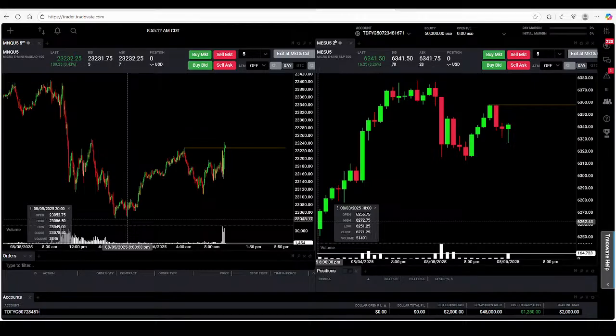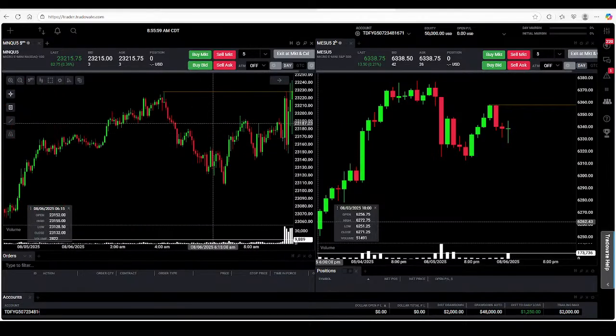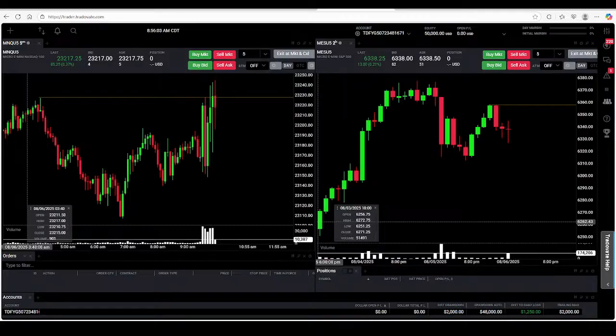The only thing we could be watching is SMT divergence, the fact that NQ is at pre-market high, and we'll see if it continues to push or if it looks like it's going to sweep or not. So maybe we'll sit here and be patient.